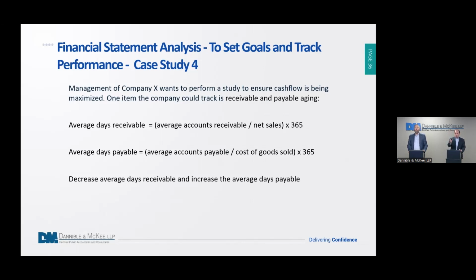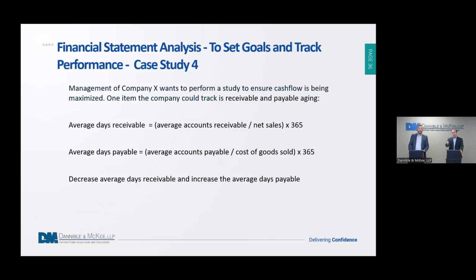So the company has direct control over their average days payable, right? You get an invoice from a vendor, it's up to you when you're going to pay it back, right? A lot of terms we see are either 30 days or 45 days. If you're worried about cash flow, make sure you maximize that. Make sure you look at that because there's no reason to pay a vendor in 10 days if you don't need to pay him for 45 days.